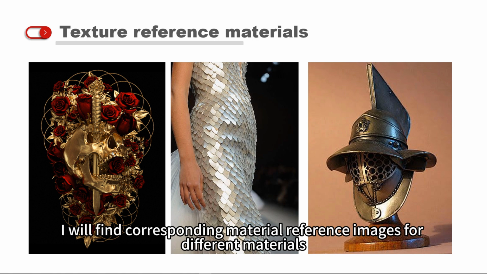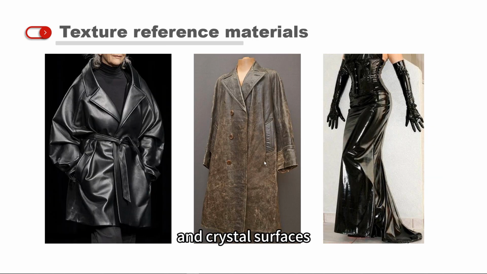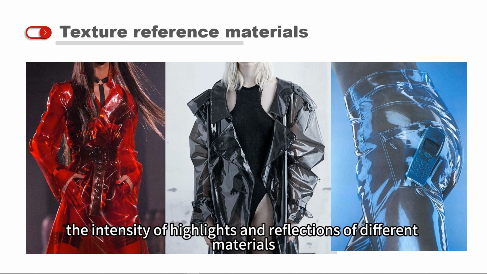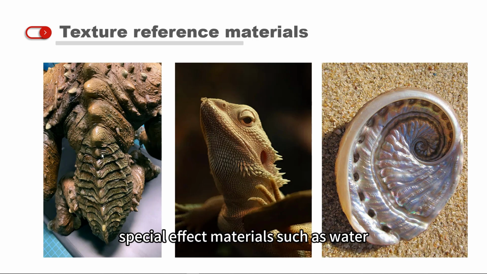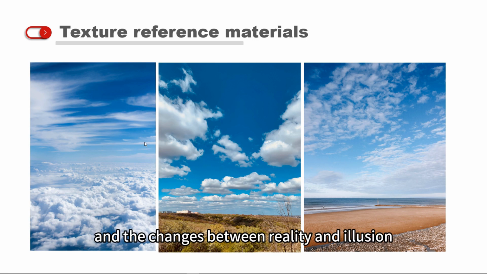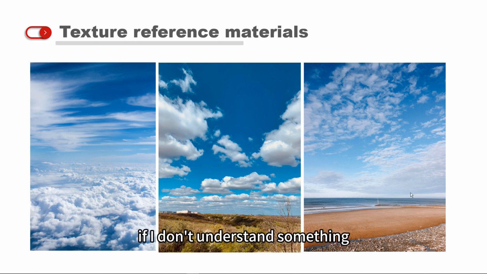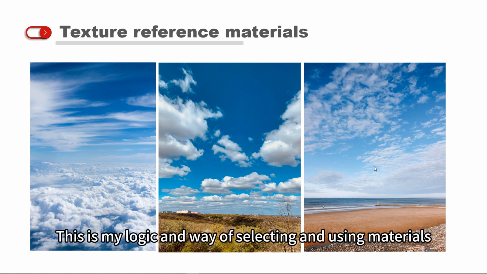I will find corresponding material reference images for different materials, such as the texture of metal, leather, patent leather, and crystal surfaces. The intensity of highlights and reflections of different materials, special effect materials such as water, fire, smoke, clouds, and light effects, their color changes, and the changes between reality and illusion. All of these need to be observed and analyzed through materials to find the patterns. For me, if I don't understand something, I can't paint it clearly, and the effect will be very strange. This is my logic and way of selecting and using materials.